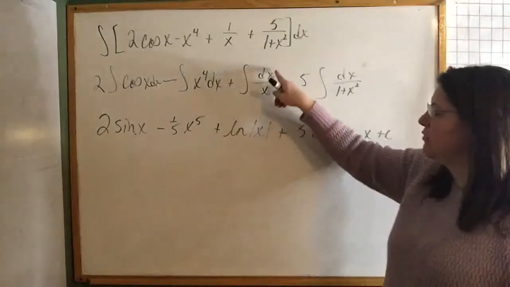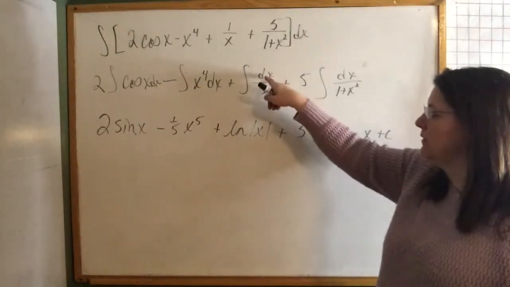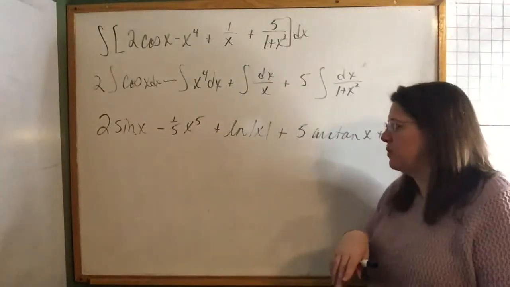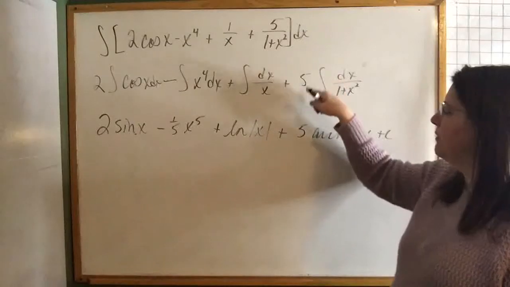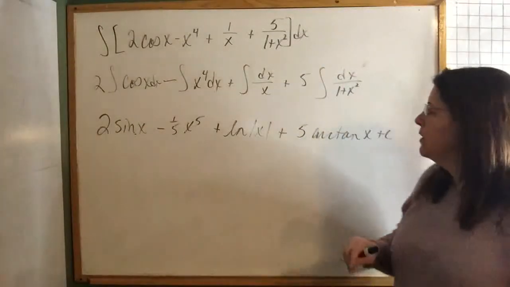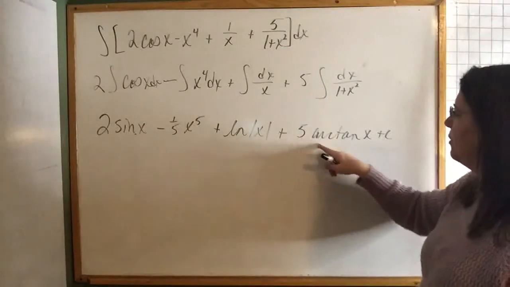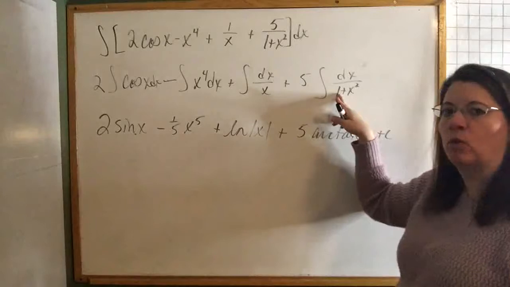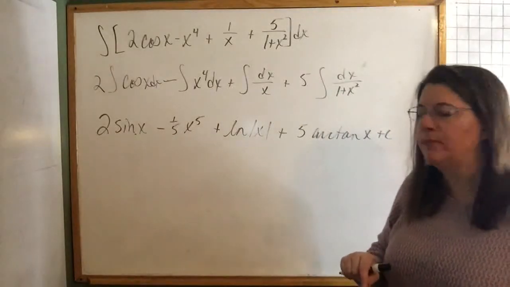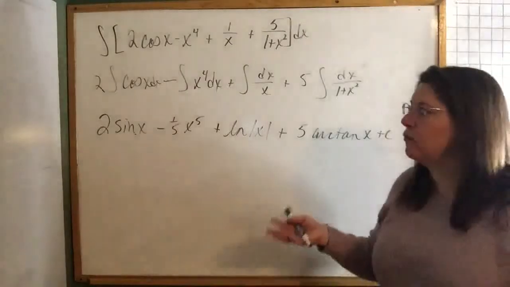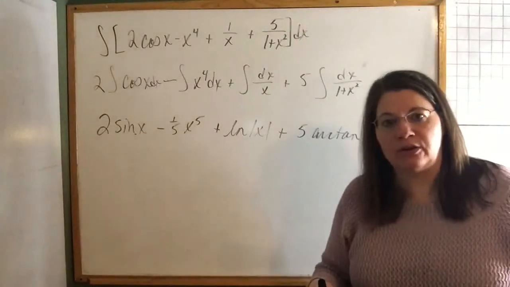Plus, this is a natural log situation. You got your derivative over your original, so that's a natural log, the absolute value of the bottom, which was x. And then here I brought the 5 out and recognized that I have an arctangent here. So I have 5 times arctangent x plus c. My u was x, my a was 1 there. du was dx. So that was a pretty straightforward problem that just involved several different types of integration.